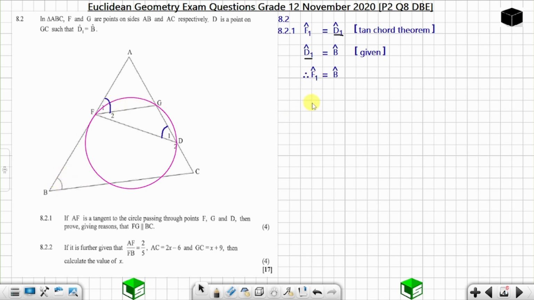So automatically, therefore, FG is parallel to the line BC. The reason is that the corresponding angles are equal: angle F1 is equal to the angle B. Because of that, FG is parallel to BC.